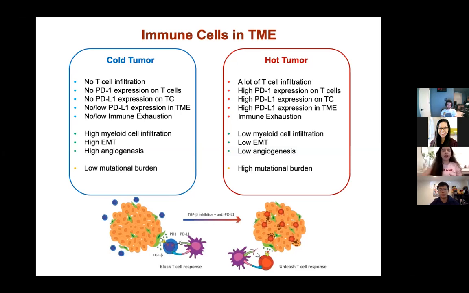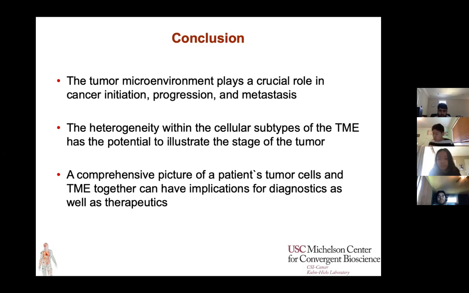So this is an example of the role that the TME plays for therapeutics, because this distinction is very necessary when choosing what kind of treatment a patient receives, especially if that treatment is an immunotherapy. There is a high level of heterogeneity within the cellular subtypes of the TME, and it has the potential to illustrate the stage of the tumor, the stage of the treatment, and whether or not we're getting the desired response that we're expecting from the treatment as well.